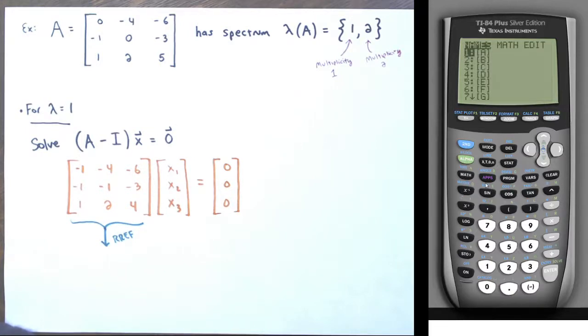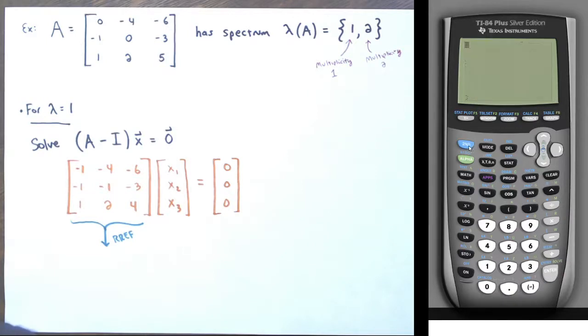So go to the matrix menu, over to edit. It's a 3 row, 3 column matrix, and I enter these entries: negative 1, negative 4, negative 6, negative 1, negative 1, negative 3, 1, 2, and 4. Okay, I've got the entries entered.